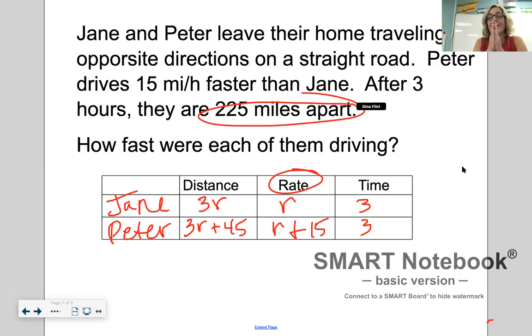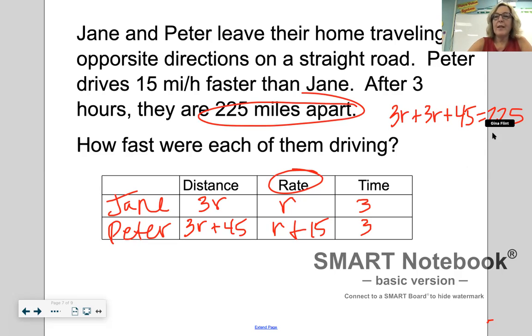So that means one of them has gone less than 225 miles and the other one has gone the difference between whatever that person is and 225 miles. So we just need to add the two distances together to get 225 miles. So the equation is 3R plus 3R plus 45 is equal to 225. I should move so that you can see that. Okay, so now go ahead and solve that equation.